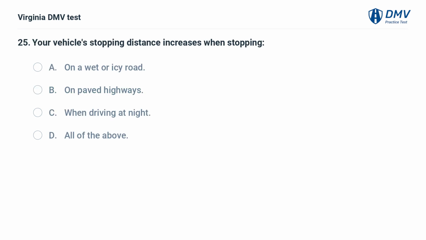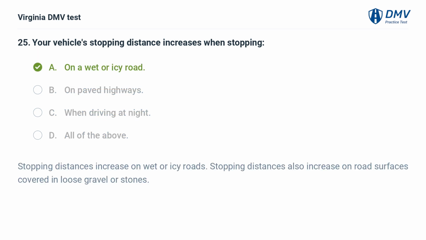Your vehicle's stopping distance increases when stopping. A. On a wet or icy road. B. On paved highways. C. When driving at night. D. All of the above. A. On a wet or icy road. Stopping distances increase on wet or icy roads. Stopping distances also increase on road surfaces covered in loose gravel or stones.